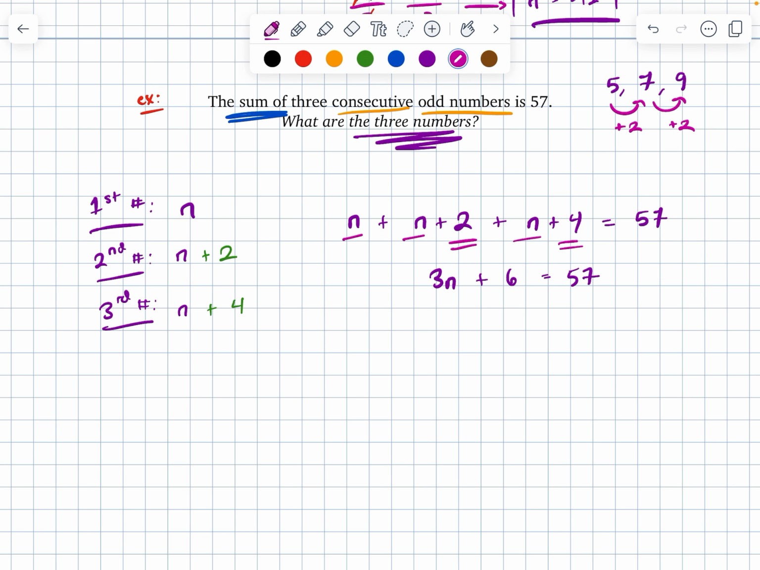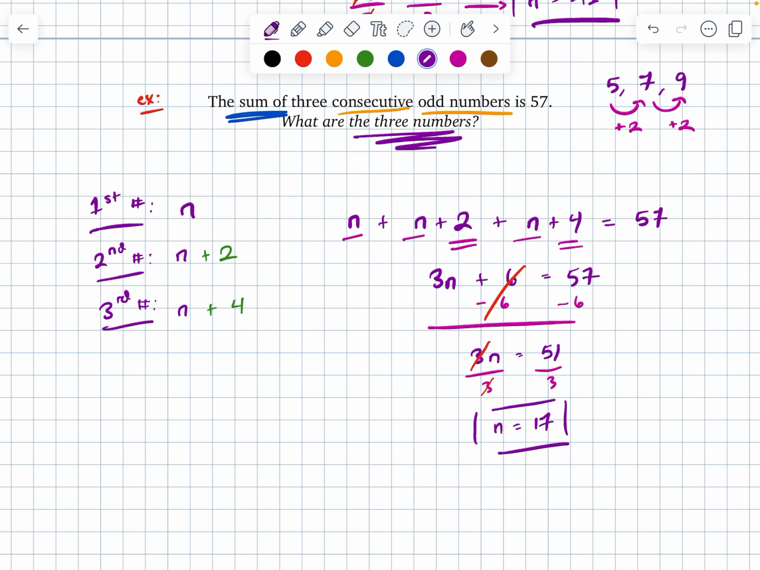So now I need to get n by itself, and from here I should be home free. Let's subtract 6 from both sides first, a reverse order of operations. On the left, they undo each other. On the right, 57 minus 6 becomes 51. And then the last thing standing between me and n by itself, I'll divide both sides by 3. On the left, they undo each other. And on the right, n equals 51 divided by 3, which I believe is 17.